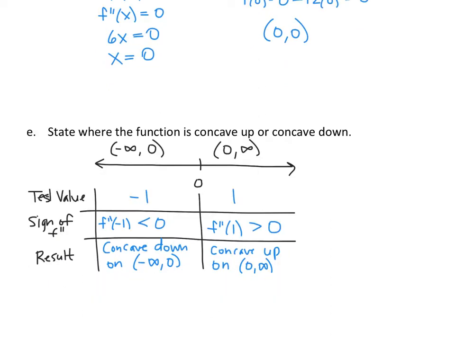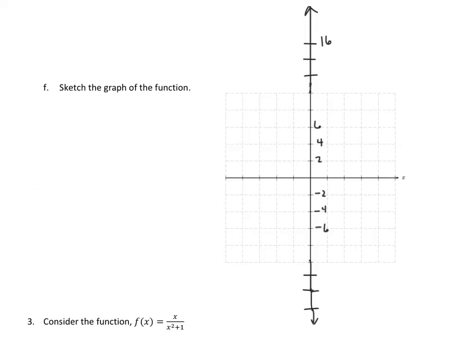So next we're going to use this information that we've gathered so far in parts A through E to sketch a graph of the function. So let's begin by graphing our relative extrema. Our relative maximum was at negative 2, so at (negative 2, 16) we had a relative maximum point. And then we had a relative minimum at (2, negative 16). Next, we can graph our inflection point. We found our inflection point to be (0, 0).